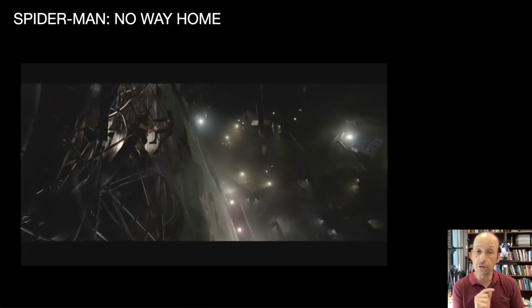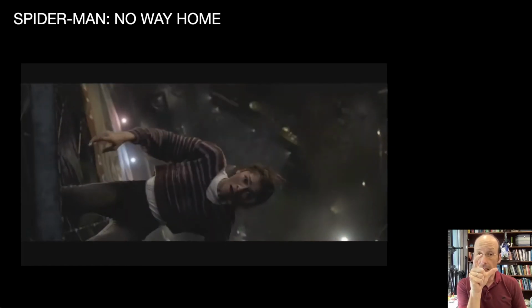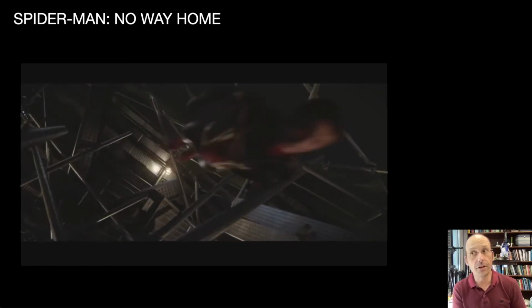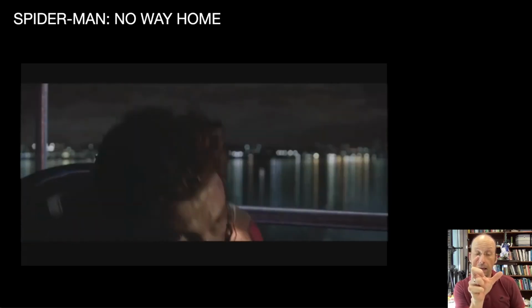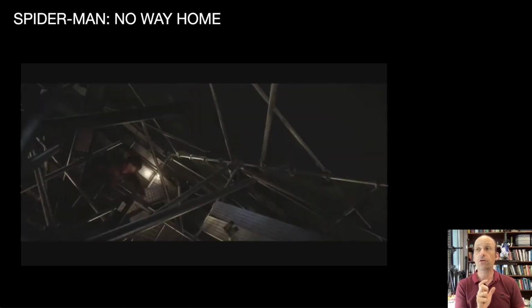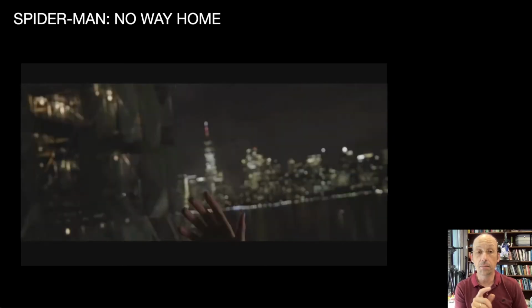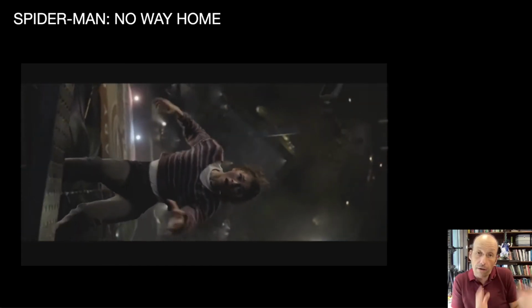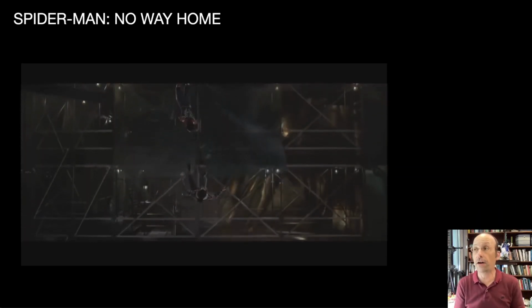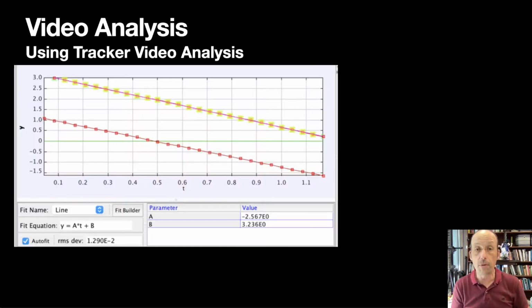Now, one of the things you'll notice in this clip is that it's not in real time, right? It's in slow motion to make it more dramatic, and the camera pans. So if I want to use video analysis to get the position of MJ and Spider-Man during this fall, I'll have to take that into account. Fortunately, you can do that, and I'm going to use Tracker video analysis to do that. When I do that, boom, this is what I get.